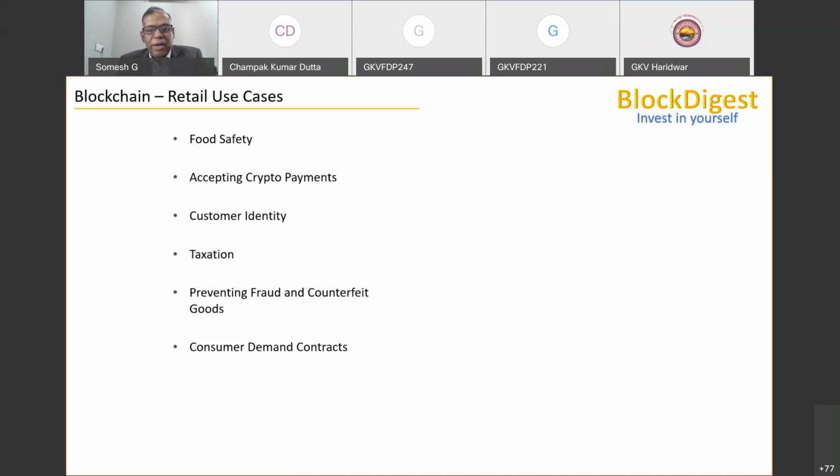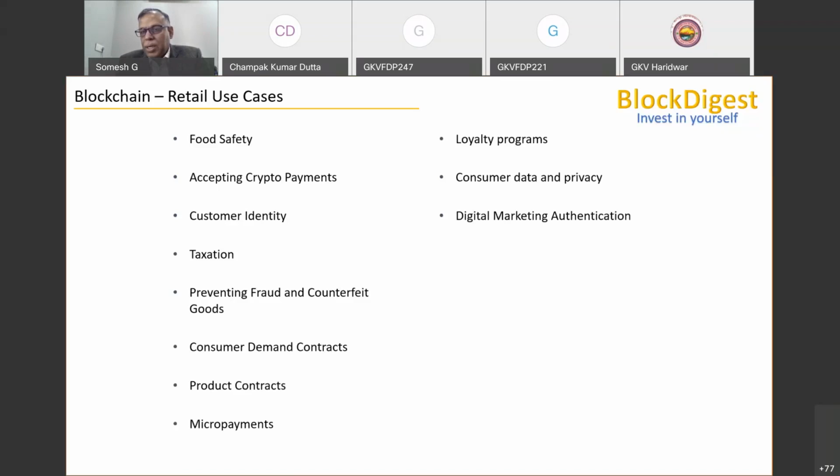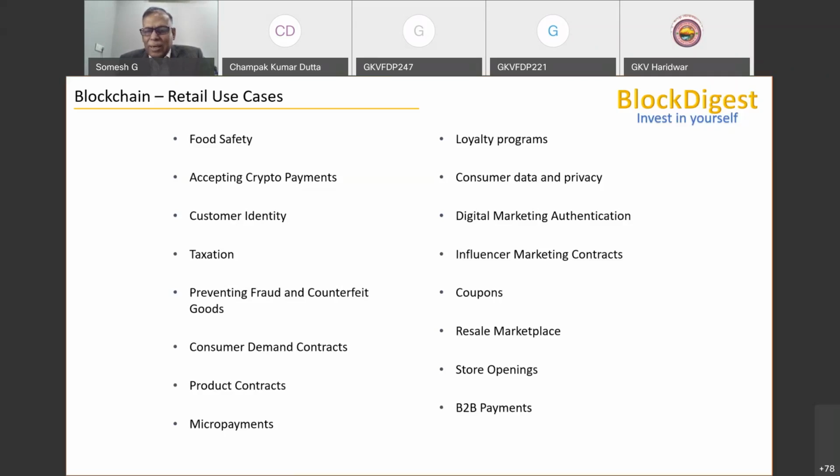Okay. Consumer demand contracts, product contracts, micropayments, loyalty programs is another big example of blockchain. Digital marketing authentication: there's a lot of fraud that happens in the marketing space and the advertising space, and ad tech is a big consumer. There are a few friends of mine in New York who have a company that eliminates fraud in digital marketing and ads using blockchain. So these are examples where blockchain can be used in retail space.